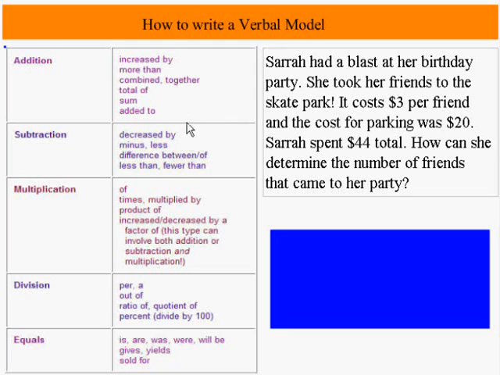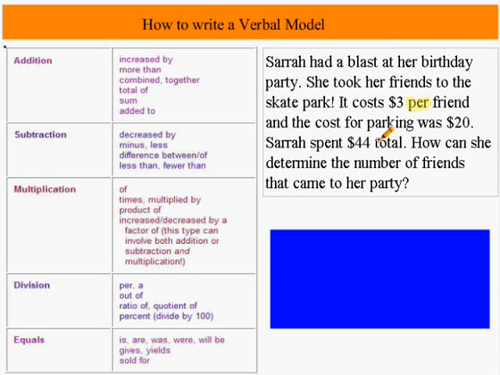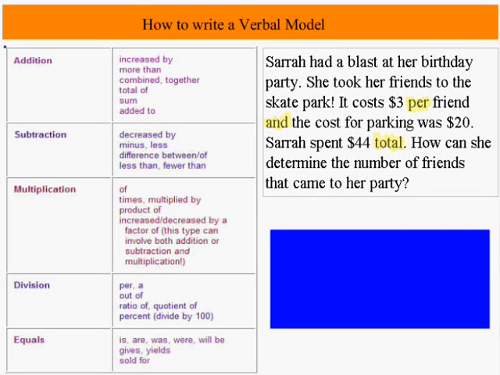So let's go back and let's use our rules. The first thing we want to do is look for those words. We read it through once, so now let's look for our important words. We have the word per, the word total, the word and. These are all very important words.